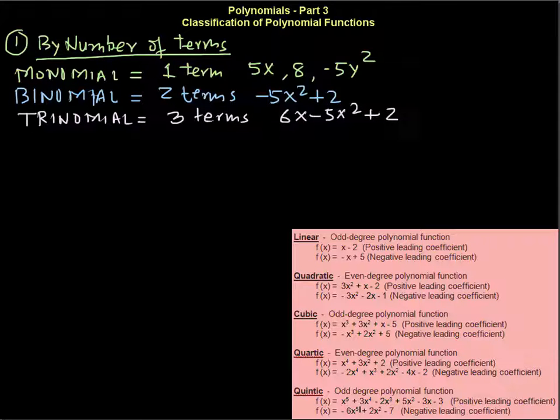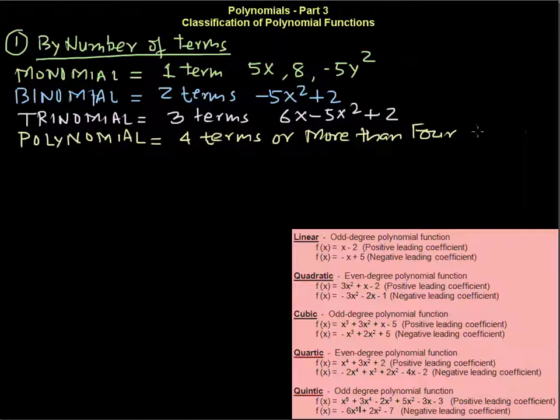And then finally we come to a term which is called polynomial, and that is either 4 terms or more than 4 terms.